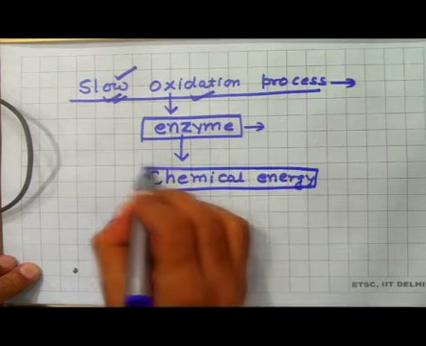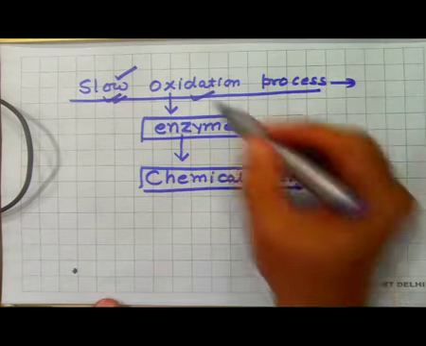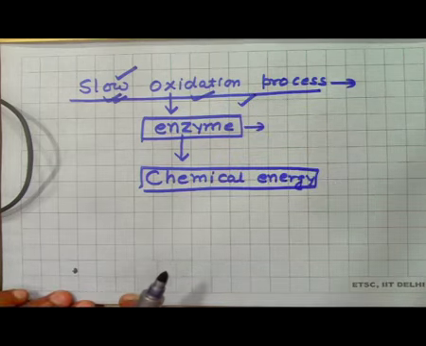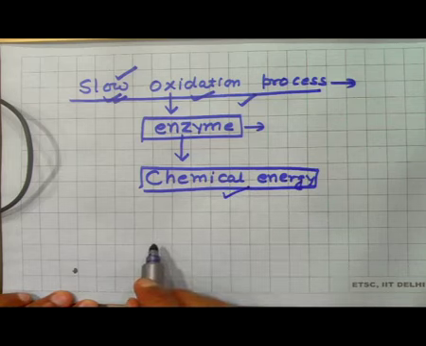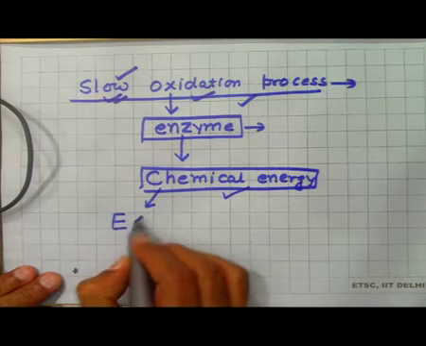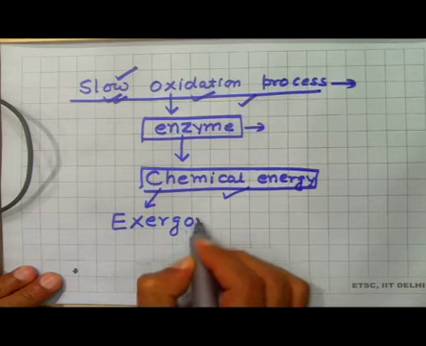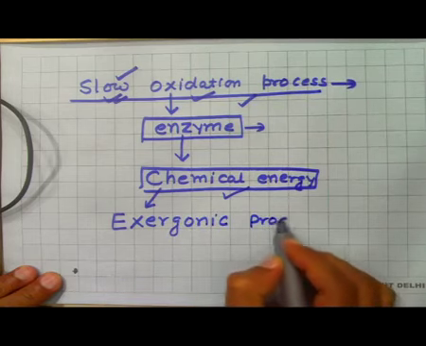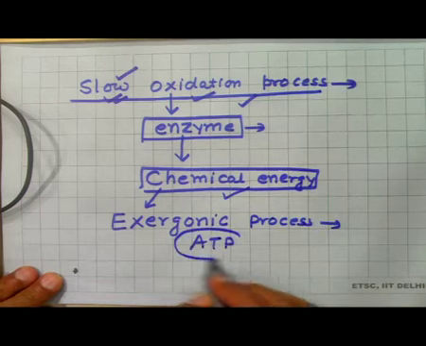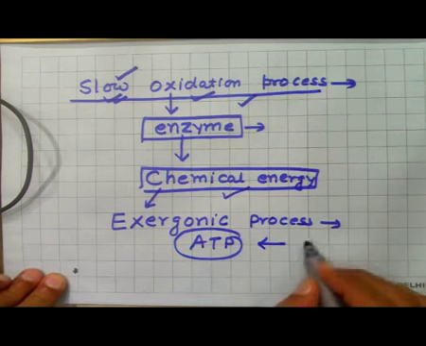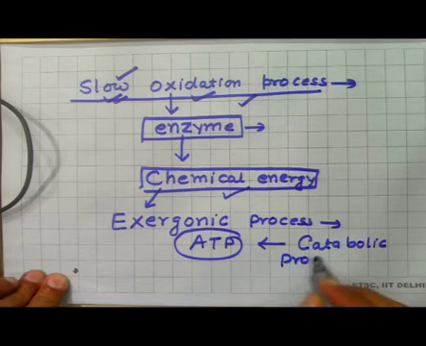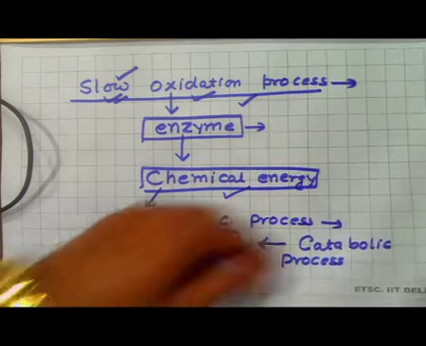So, in this way we can summarize: respiration is the slow oxidation of organic food material controlled through the enzyme, leading to the production of chemical energy, and is called cellular respiration. As we have discussed, it is an exergonic process. Exergonic process means it releases ATP, it releases energy, or we can also say it is a catabolic process.